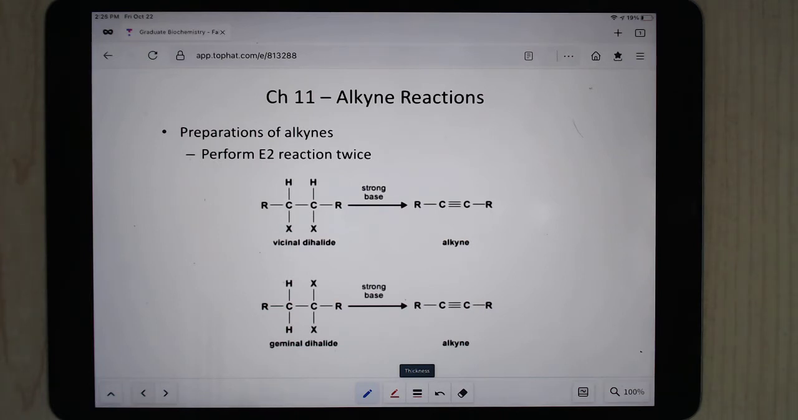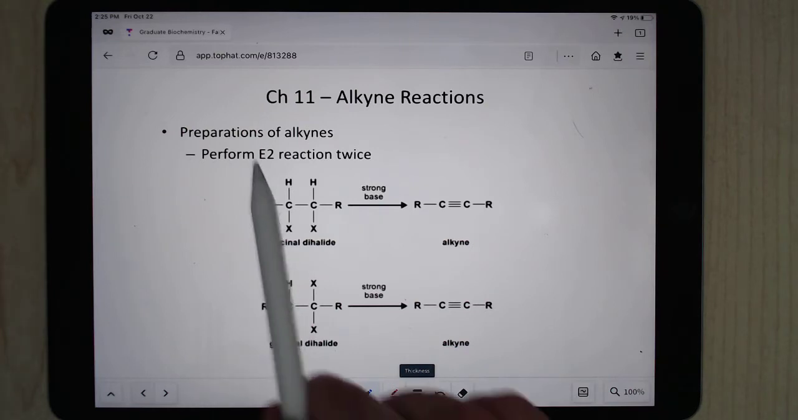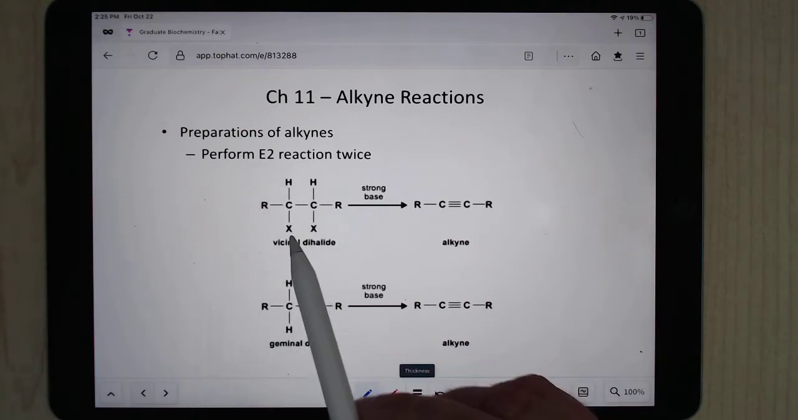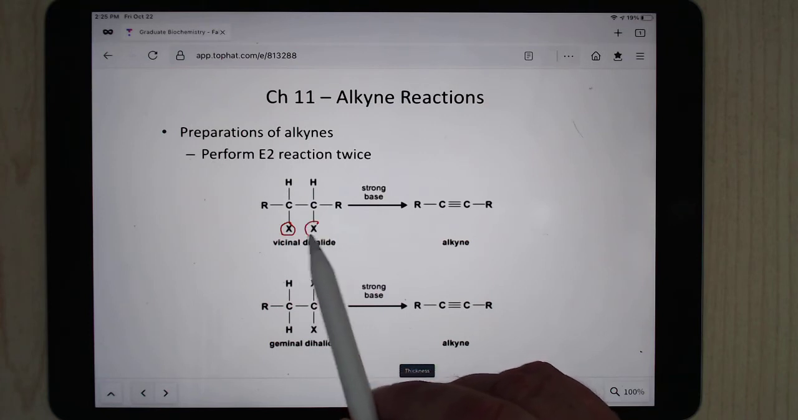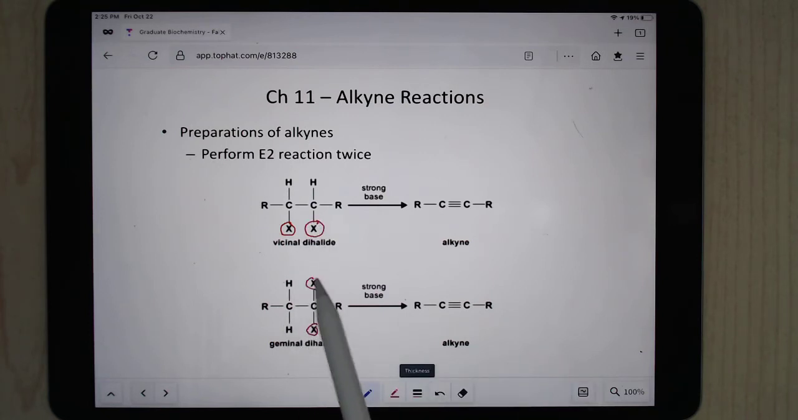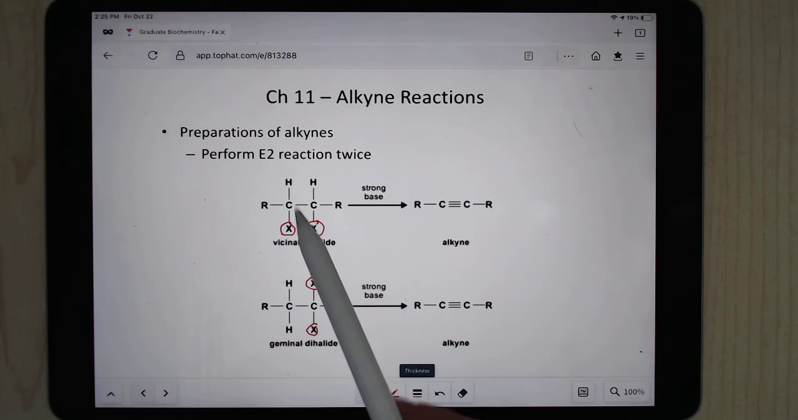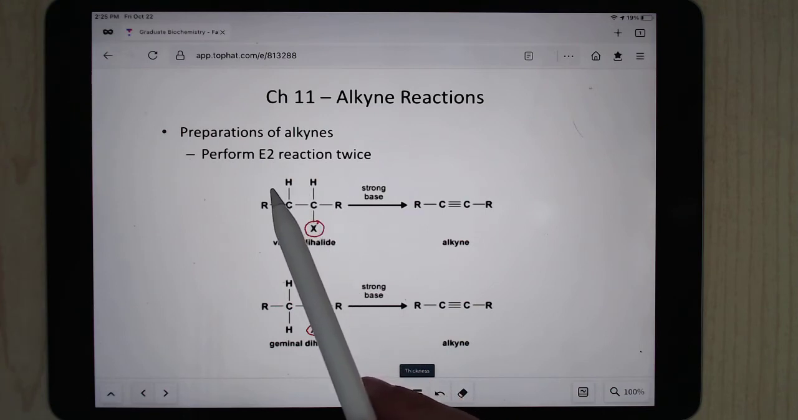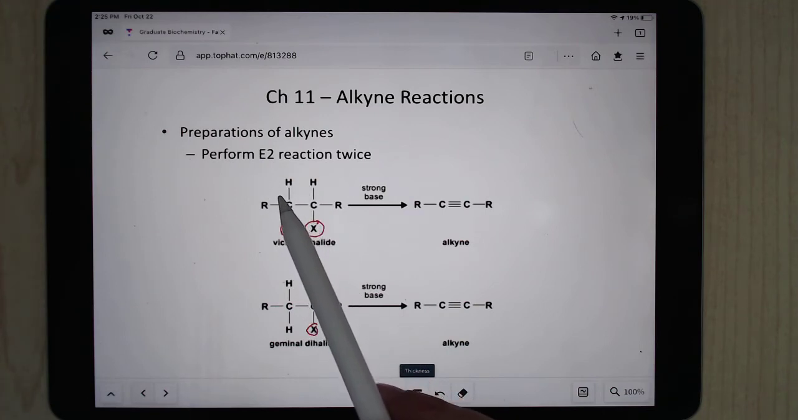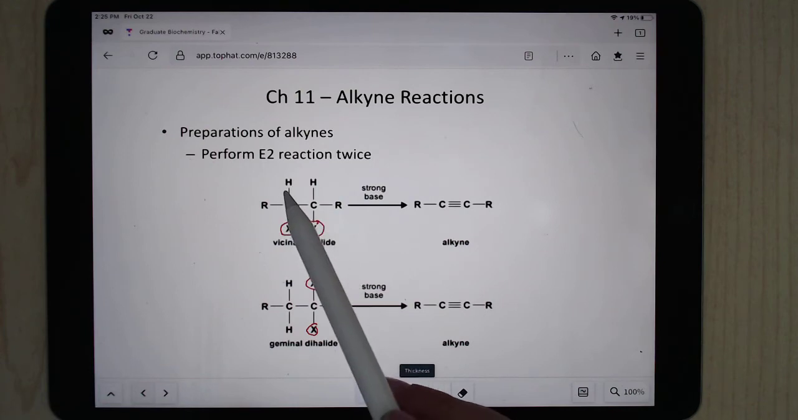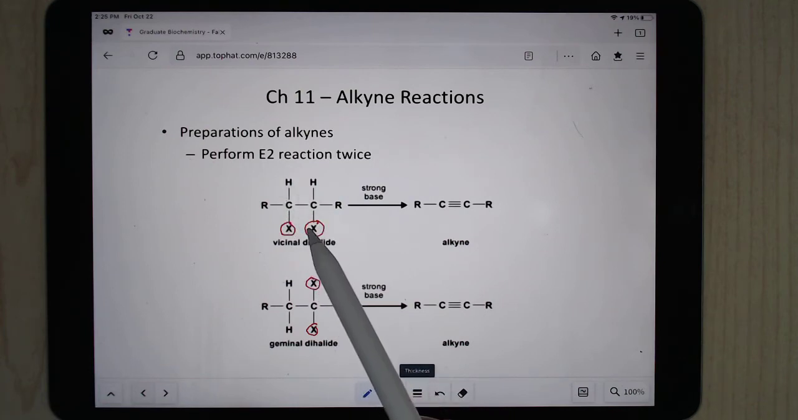Okay? So when we're preparing alkynes, we're going to prepare them in a very similar way we did alkenes, just again, twice. We're just going to perform two E2 reactions. So here are our leaving groups. They can either be on adjacent carbons, or they can be what are called geminal, which is on the same carbon. In the presence of a strong base, as long as you've got a CH bond that allows for the H to be ripped away, then you can do the E2 reaction.